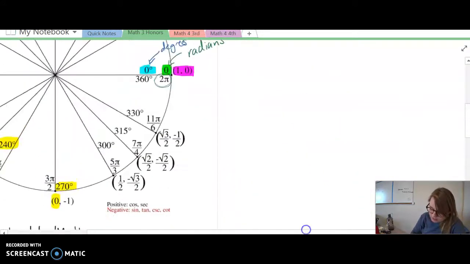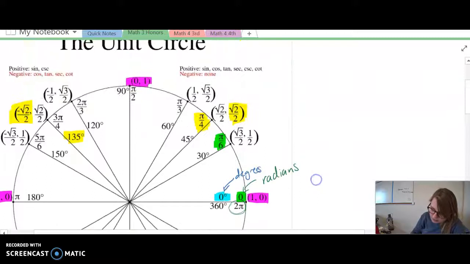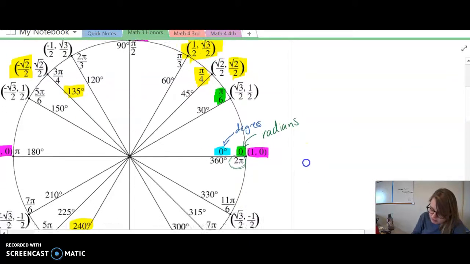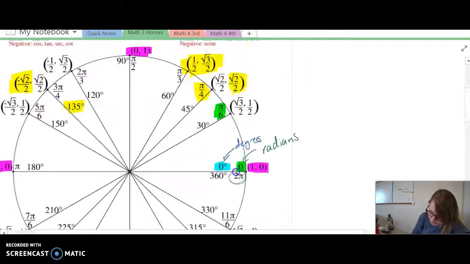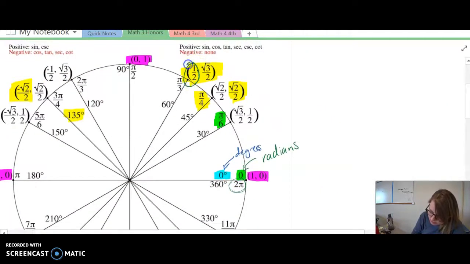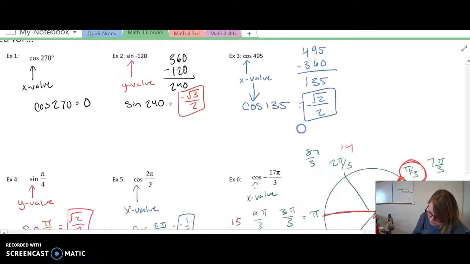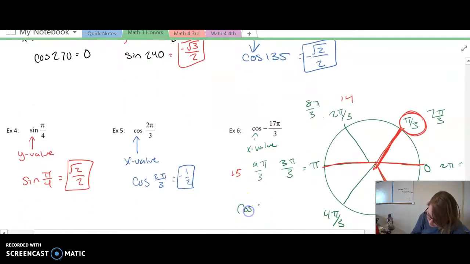So pi over 3, if we go to our unit circle, is 1/2 and square root of 3 over 2, and we're looking for cosine, which is my x value. So my x value in this case is 1/2. So my answer for the cosine of negative 17 pi over 3 is 1/2.